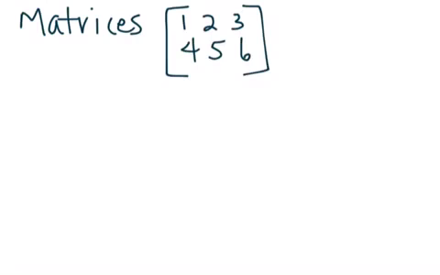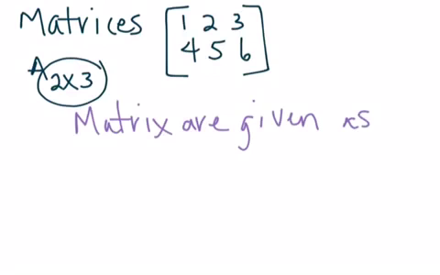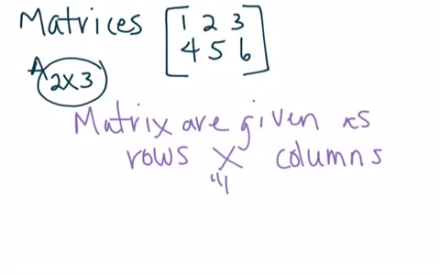So this could be named A with 2 by 3 as a subscript. This 2 by 3 is related to the size. Matrix sizes, matrix is for one, matrices is plural. Matrix sizes are given as rows by columns. And we call this one by.